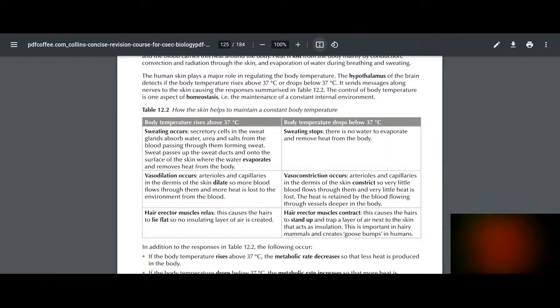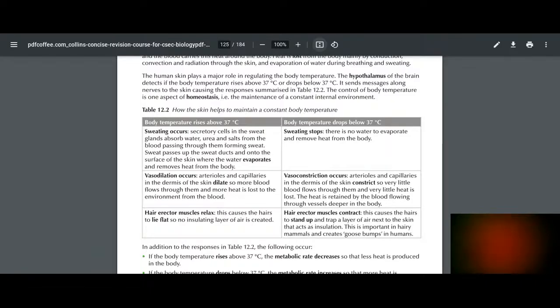All right. So now what I recommend you guys to know is this section between vasodilation and vasoconstriction. And please know the differences between these. When the body temperature rises above 37 degrees Celsius, sweating occurs, vasodilation occurs, and hair erector muscles relax. When the body temperature drops below 37 degrees Celsius, sweating stops, vasoconstriction occurs, and hair erector muscles contract.